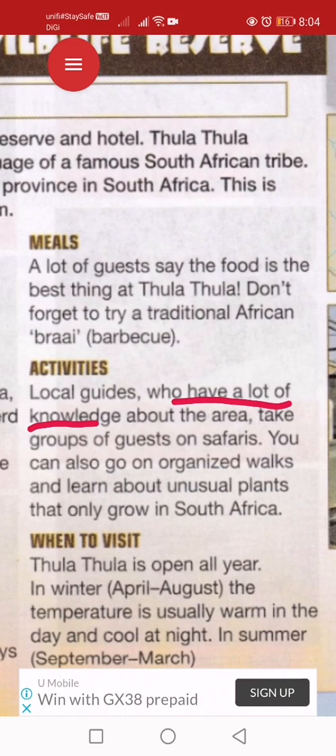Okay, so take, mereka mengambil, bukan mengambil, mereka mengiring. Okay, sini bukan mengambil, mereka mengiring the groups of guests. Okay, kumpulan-kumpulan tetamu itu on safaris, untuk trip safari. Trip safari yang cikgu jelaskan in the beginning. What is safari, you know, right?